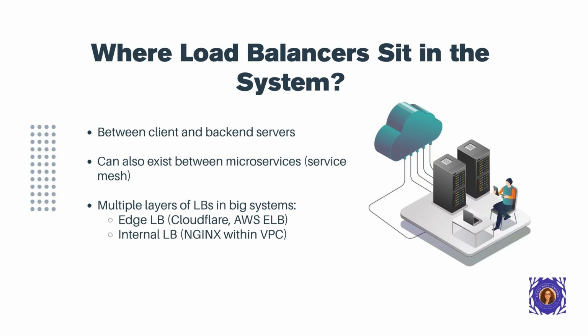Edge LBs. These are the first point of contact for external internet traffic, often integrated with CDNs like Cloudflare or provided by cloud platforms like AWS ELB to distribute global traffic. Internal LBs. Once traffic enters your private network, these distribute it further to different tiers of your application or specific microservices. This multi-layered approach enhances resilience, optimizes performance, and provides granular control over traffic flow.